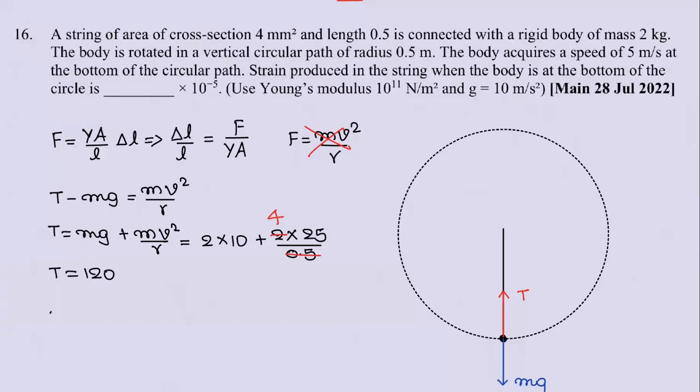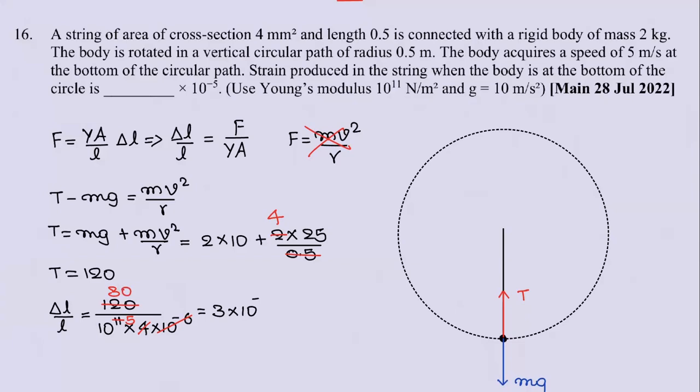So delta L by L, the strain, will be equal to 120 by Young's modulus. Young's modulus is 10 power 11 into what? Area. The cross-sectional area is 4 millimeter square. 4 into 10 power minus 6, since millimeter means 10 power minus 3. So 10 power 11 into 4 into 10 power minus 6 gives 10 power 5, 4 how many times? 30 times. 10 power 5 will be minus 5. 3 into 10 power minus 4.